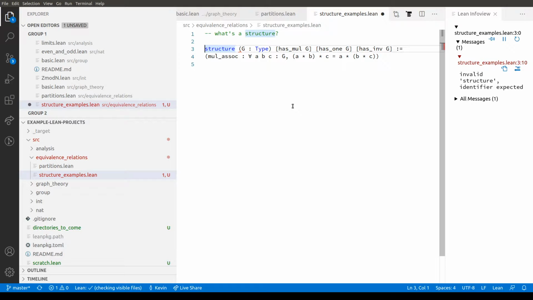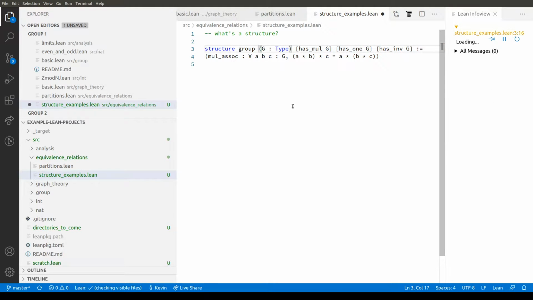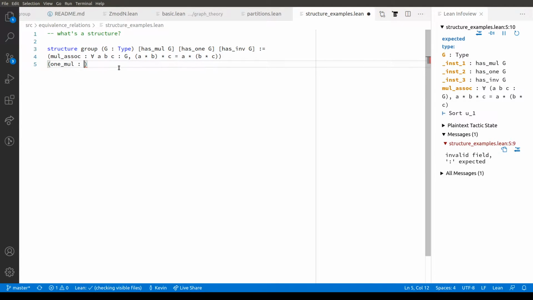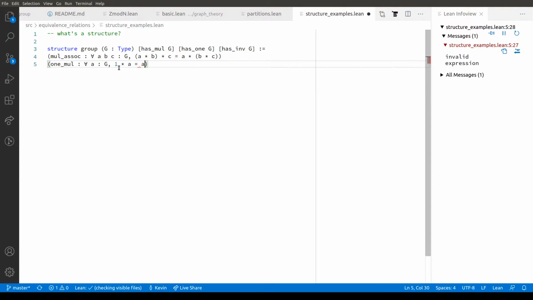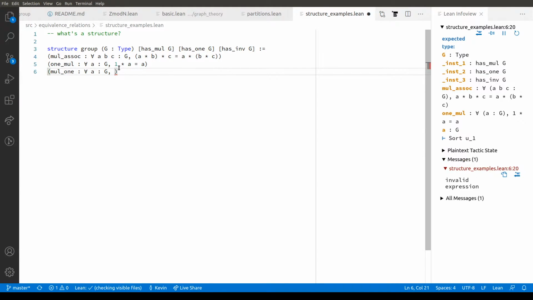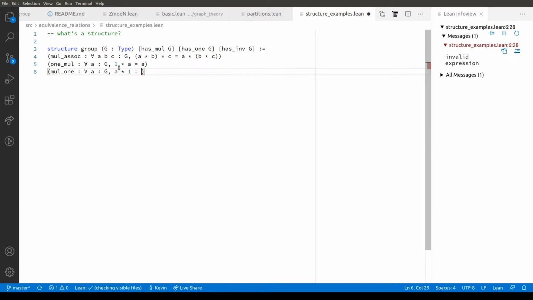And now I have a problem. Invalid structure identifier. Oh, I didn't give it a name. Let's call it a group. There. It's got associativity and then one_mul. That says that for all a in G, 1 times a is a. And mul_one. If you think that the axioms for a group involve both one_mul and mul_one, for all a in G, a times 1 is a. I mean, who knows what the axioms of a group are?